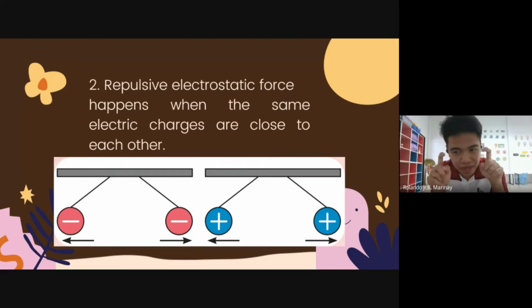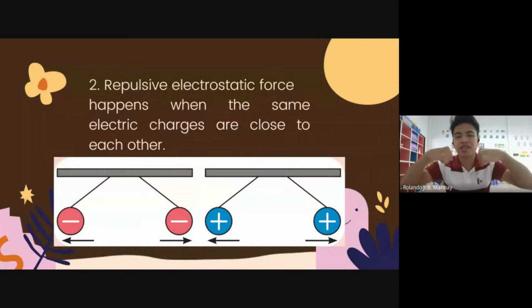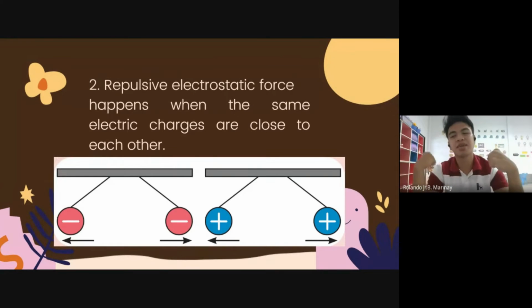Minus and minus will go away from each other. Plus and plus will go away from each other. And in magnetic force, south and south will move away from each other, north and north will move away from each other. When they are the same, they move away from each other. When they are different, south and north, they will attract each other. Plus and minus, they will attract each other. Minus and plus, they will attract each other. North and south, they will attract each other. When they are not the same, they will attract each other, because opposites attract and similar or the same repel.